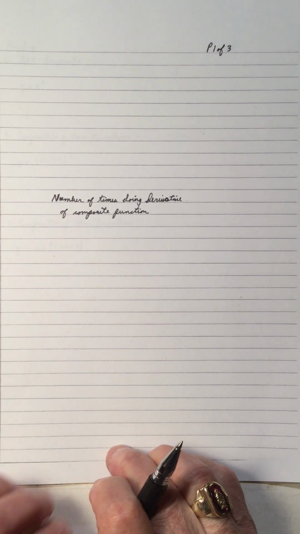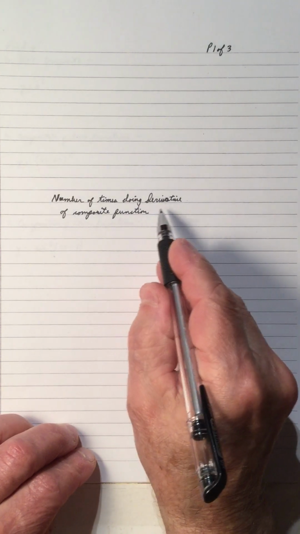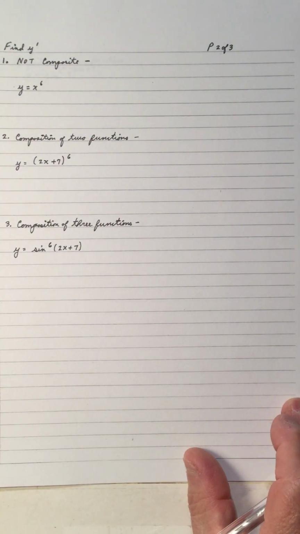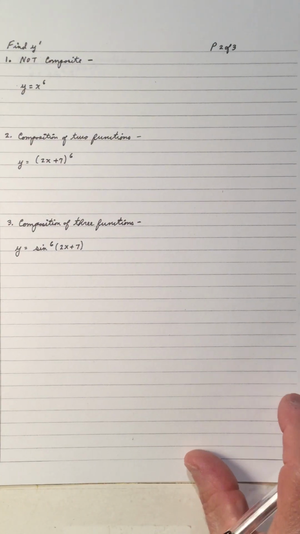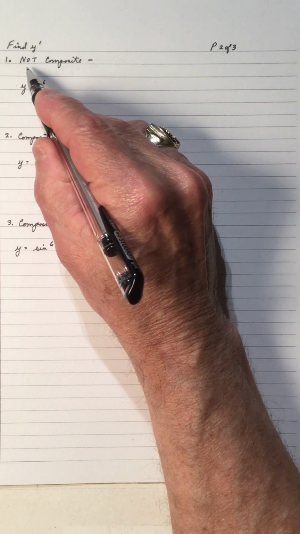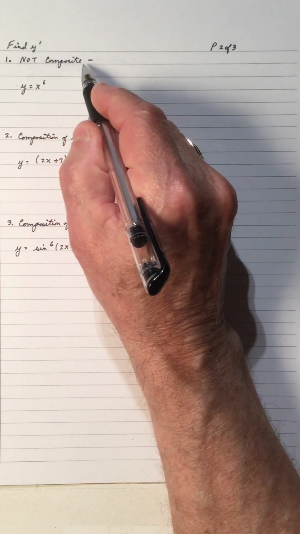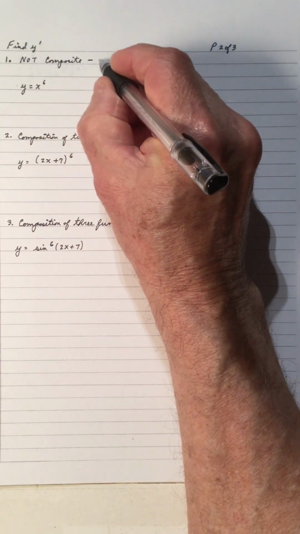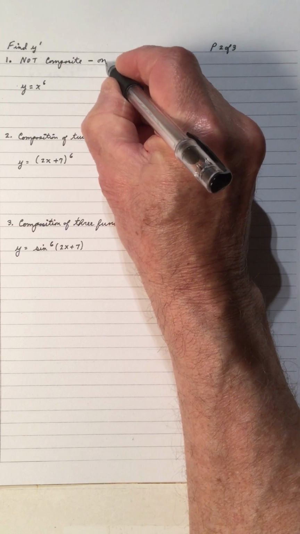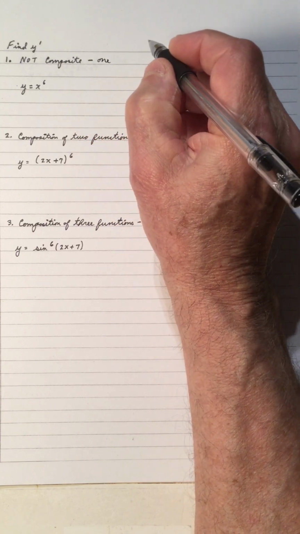Hi, welcome to my video on explaining the number of times you're doing a derivative on a composite function. Find y prime. Number one, if it's not composite, then you have only one derivative.